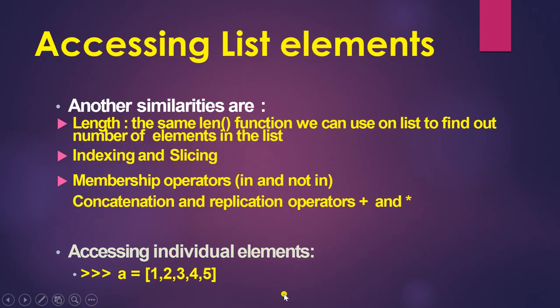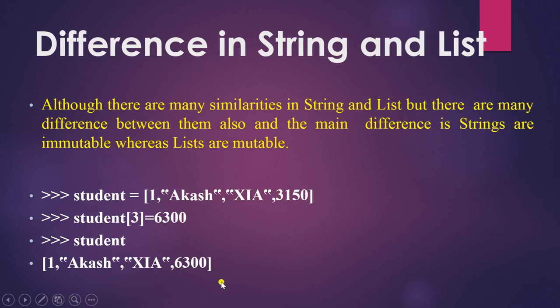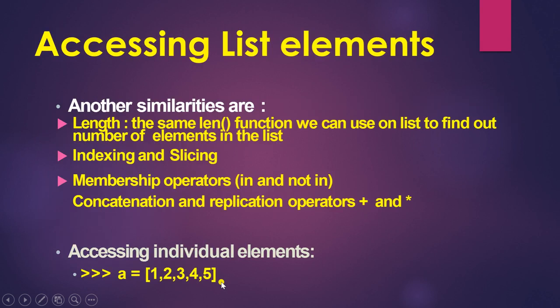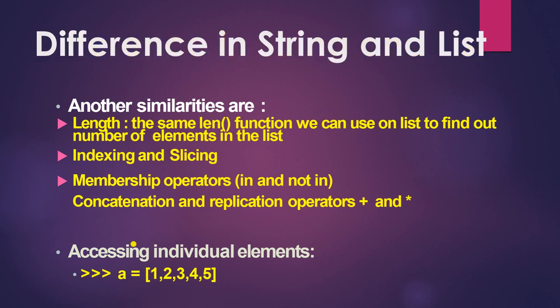Accessing individual elements: if you write a = [1, 2, 3, 4, 5], then how will you access these elements? If you write a[0], it will give you 1. If you write a[1], it will give you 2. If you write a[2], it will give you 3. By this way you can access the individual elements.